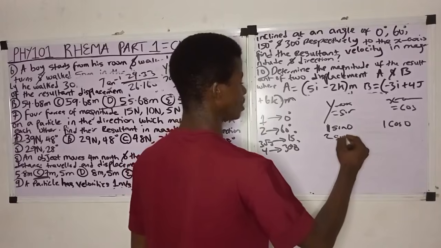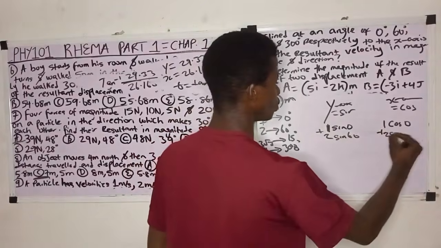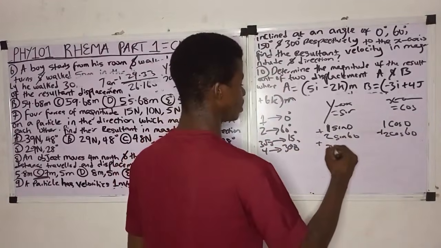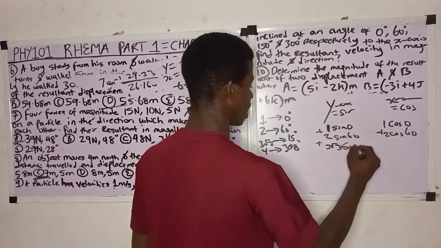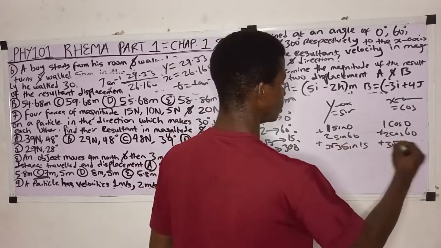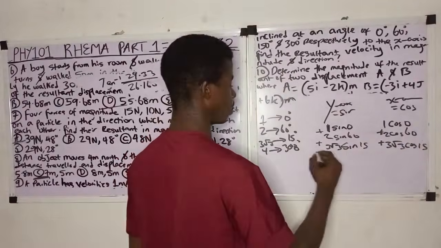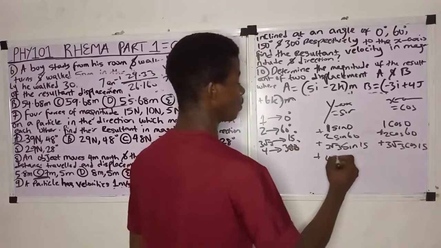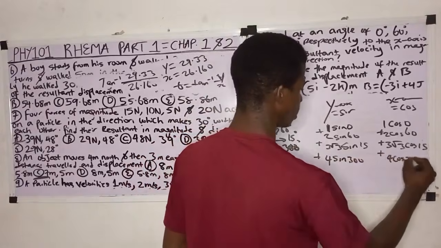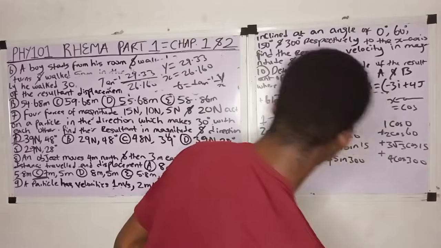Then we continue. 2 sine 60, plus here 2 cos 60. Plus 3 root 3 sine 15 degrees, and this one will be plus 3 root 3 cos 15 degrees. Then this one will be 4, this is 300 though, 4 sine 300, plus 4 cos 300. So let's do it.